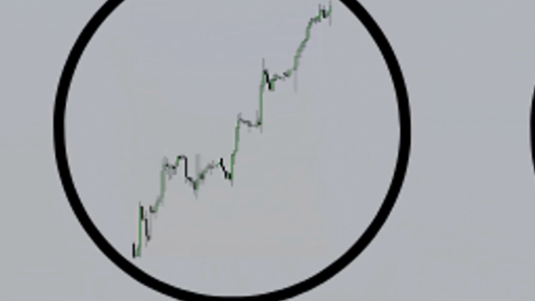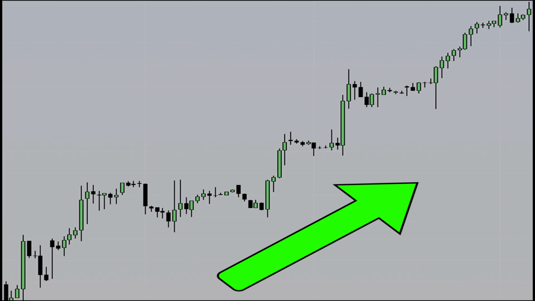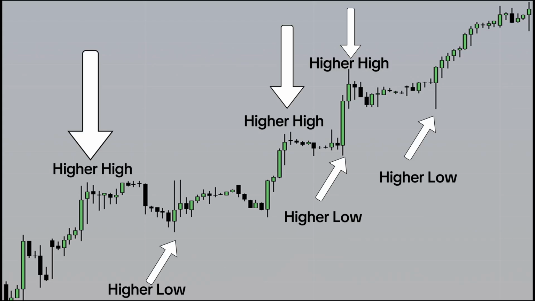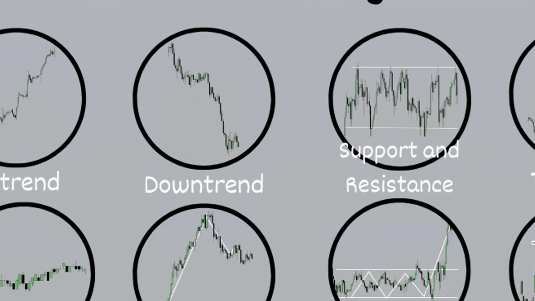Uptrend. An uptrend occurs when the price consistently moves up or higher, forming higher highs and higher lows. This shows that buyers are in control, and it's a sign of bullish momentum. Traders often look for pullbacks within an uptrend to enter the market.